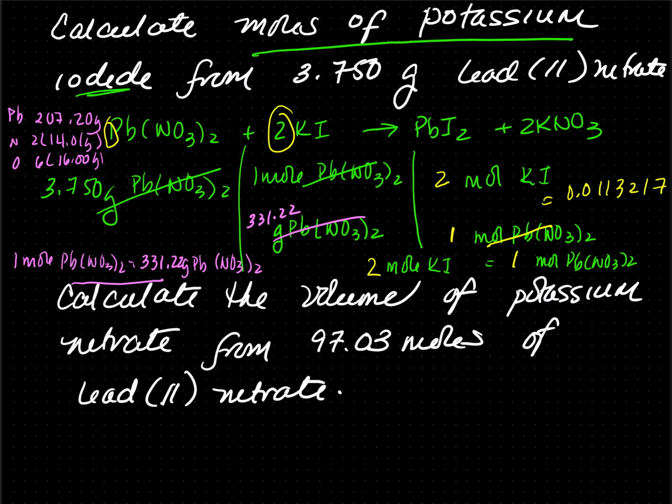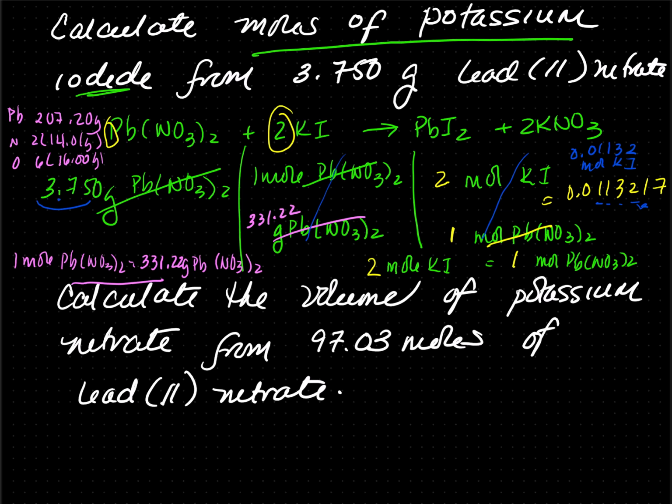0.01133217. Now I need to do sig figs. Conversion factors don't count. There are 4 sig figs in the beginning because there's a decimal significant digit in front. So my answer needs 4. I start at the left, go to the first non-zero digit, which is the 1. I count 4: 1, 2, 3, 4. I look to the right. It is less than 5, so the 2 stays. So this becomes 0.01132 moles of KI.